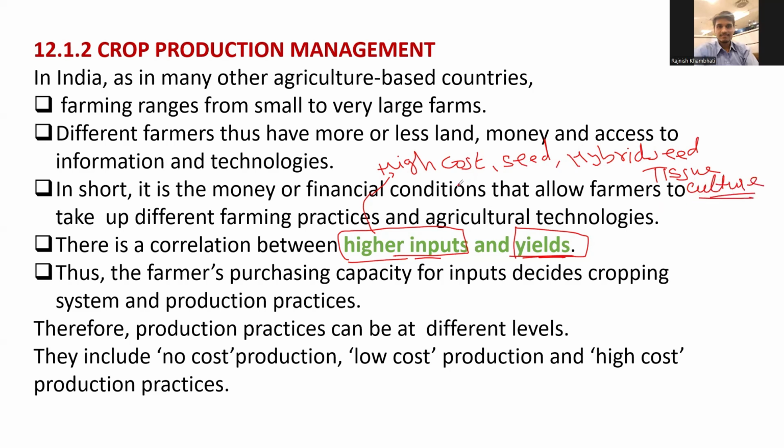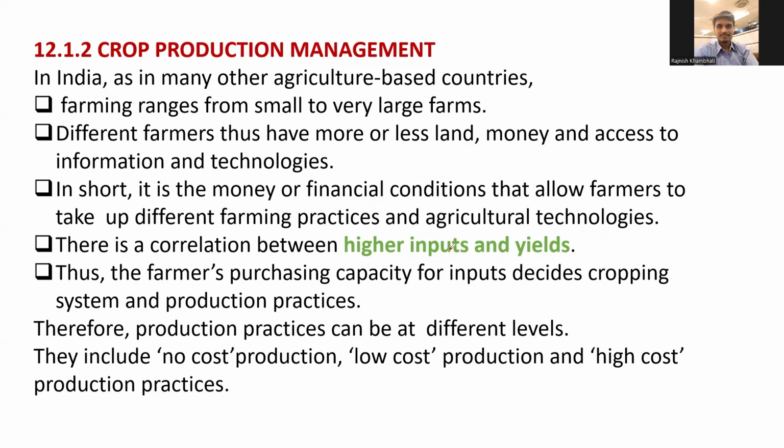Okay. So these are the things a farmer can add into the farming, which is costing very high. This is called higher input. And when you are using these things, you will be getting high yield. But imagine that there is a farmer who does not have such money. So they cannot put some higher inputs. Obviously, they will not get good yield as compared to the big farmer. Thus, the farmer's purchasing capacity for input decides the cropping system.